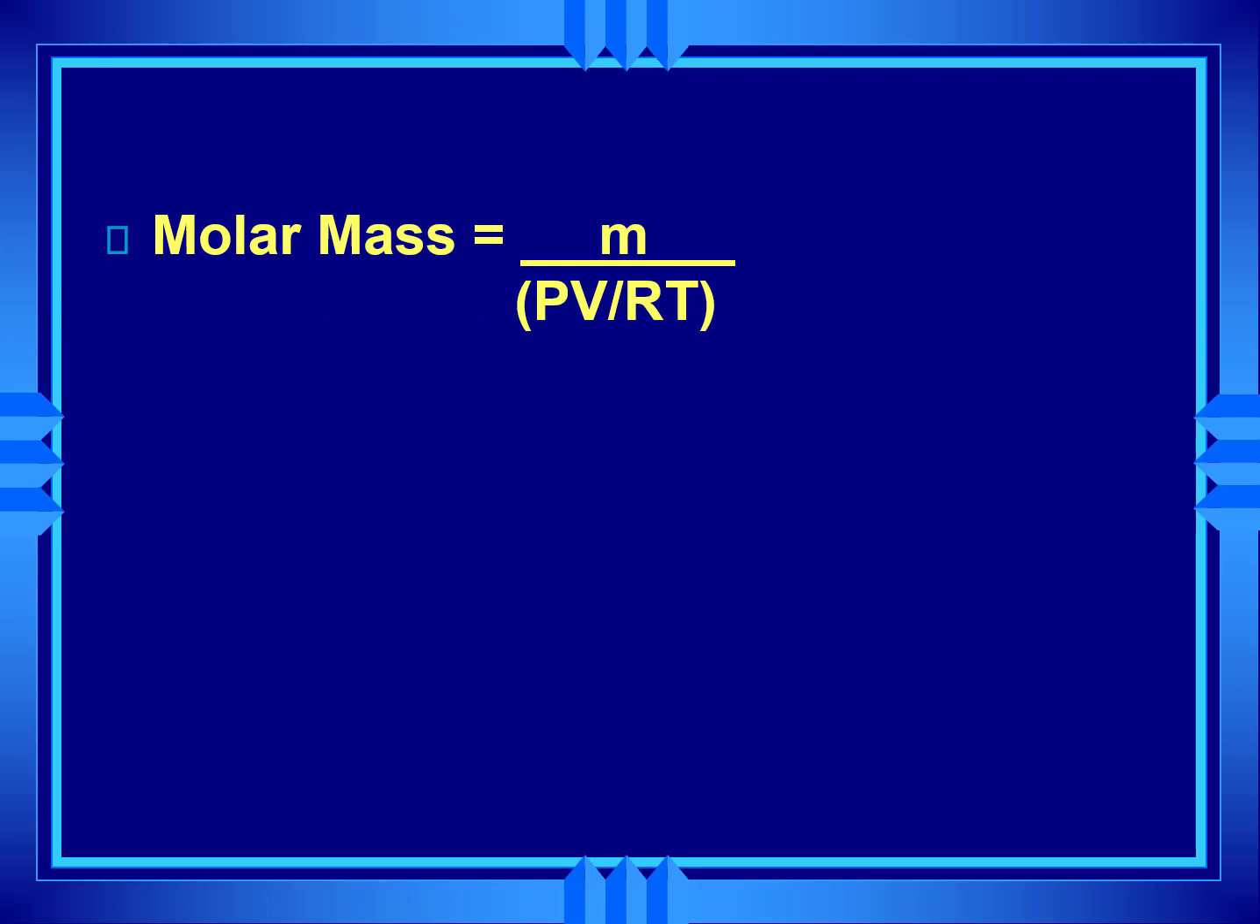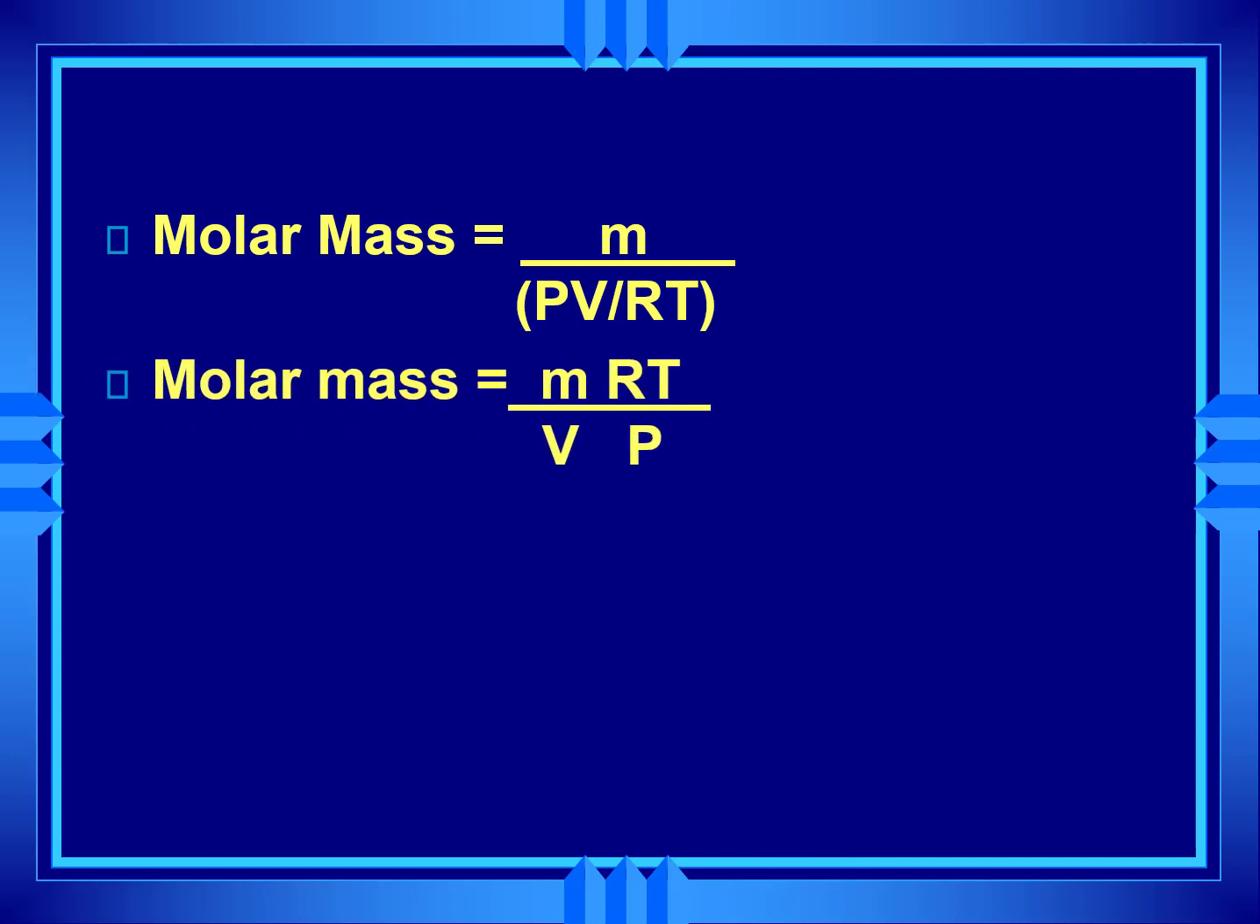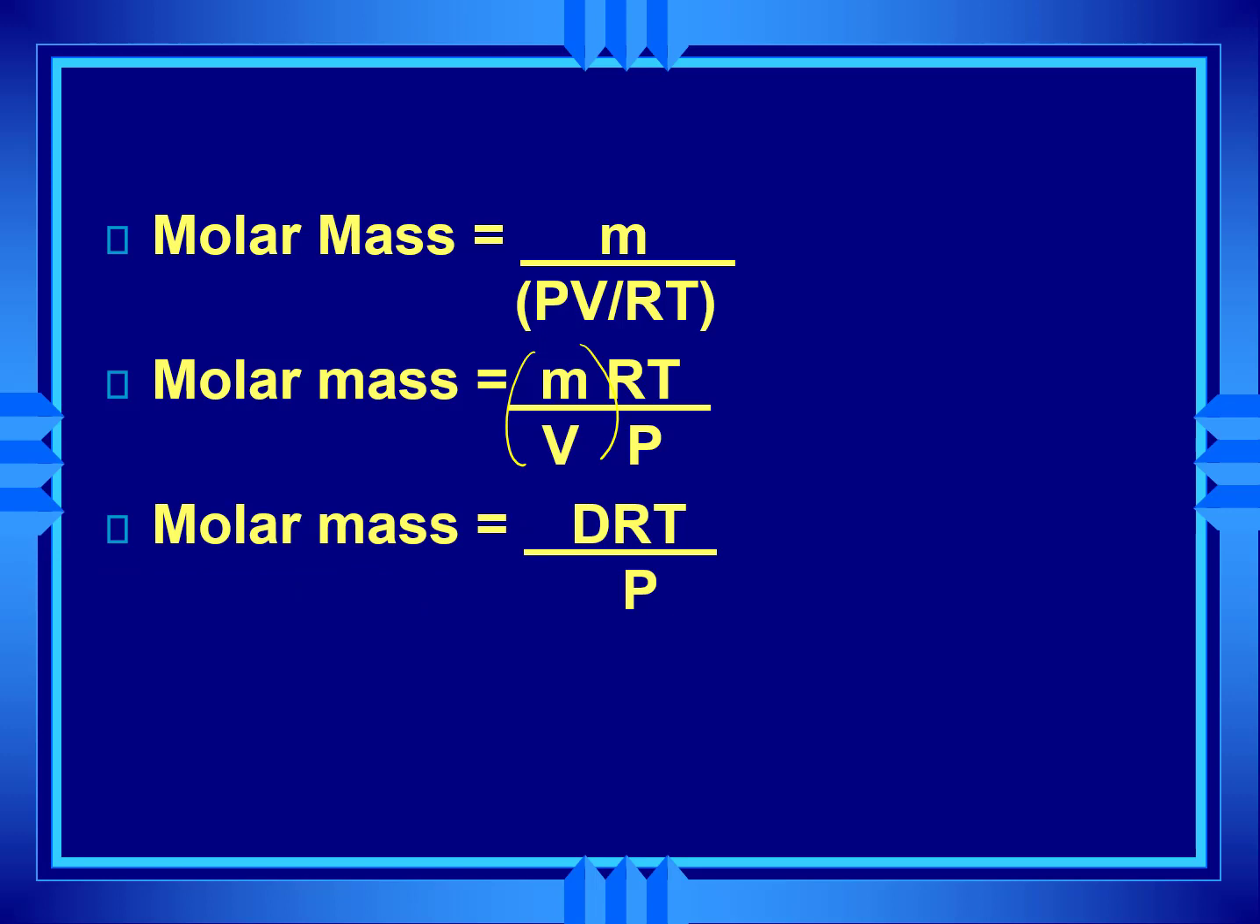I do that. That gives me molar mass is m over PV over RT. We don't like fractions in the denominator, so we're going to invert and multiply. So that's going to bring the RT to the top and leave the PV on the bottom. Now I've rearranged P and V for a very specific purpose. By rearranging it, you can see that right here I've got mass over volume. And that means that the molar mass is density times RT over P. That molar mass equals dRT over P.